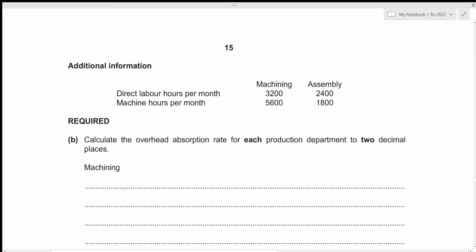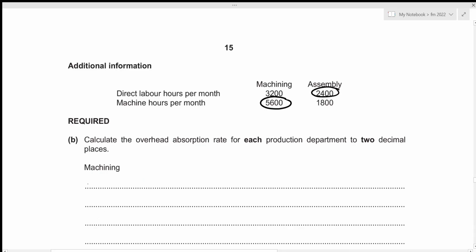Alright, so the overhead absorption rate will be either based on the direct labor hours or the machine hours. And we can see that for machining department, the direct labor hours per month is 3,200, whereas the machine hours per month is 5,600. Obviously, machine hours is greater than the direct labor hours, which means that for machining department, we will be calculating the overhead absorption rate based on the machine hours per month. And for assembly department, we can see that the direct labor hours per month is 2,400, whereas machine hours per month is 1,800. And obviously, the direct labor hours is greater, which means that for assembly department, we will be calculating the overhead absorption rate based on the direct labor hours per month.